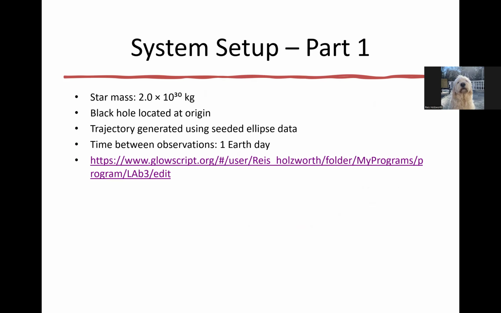For the system setup, part one, the star's mass is given as 2.0 x 10 to the 30 kilograms. The black hole is at the origin, and the trajectory was generated using seeded eclipse data, where we inserted our username and that gave us our own data. The time between observations was 1 day.